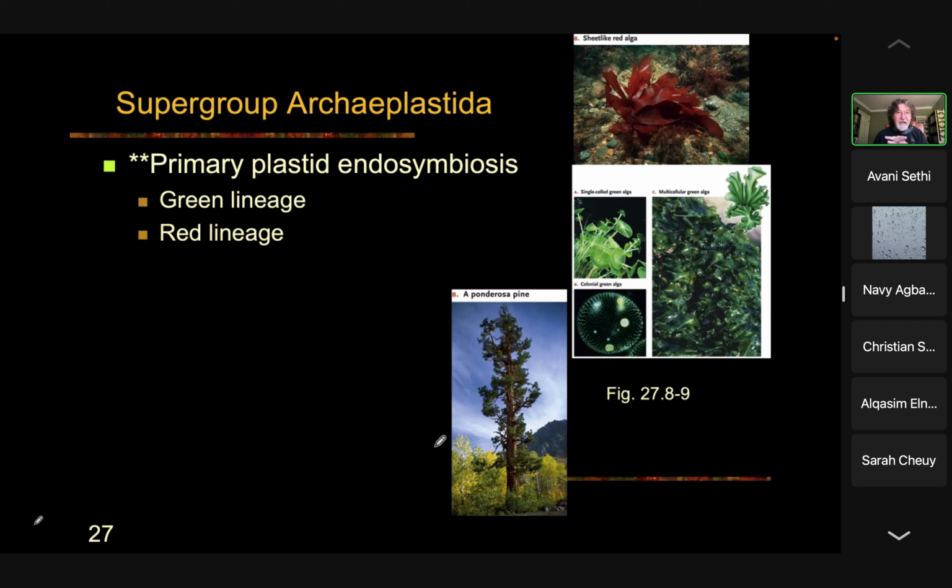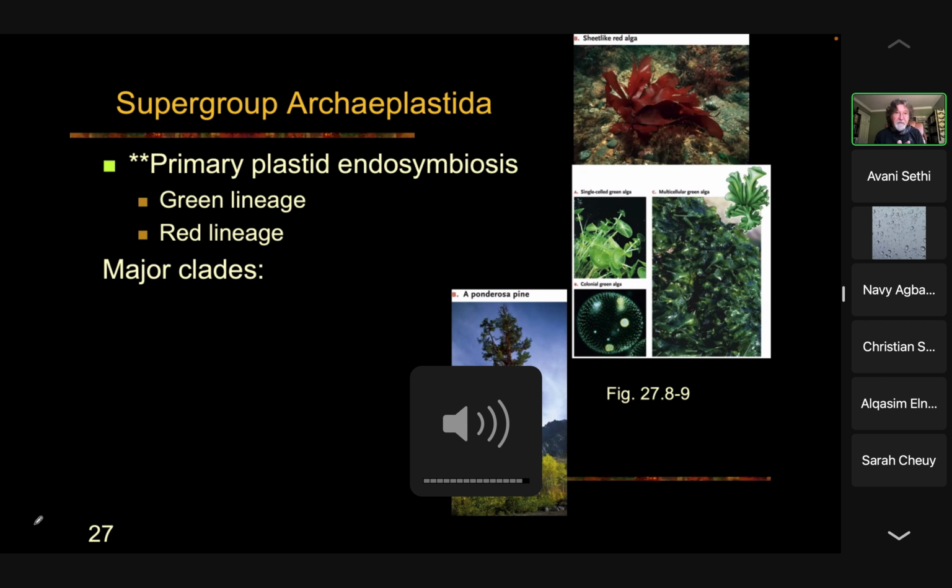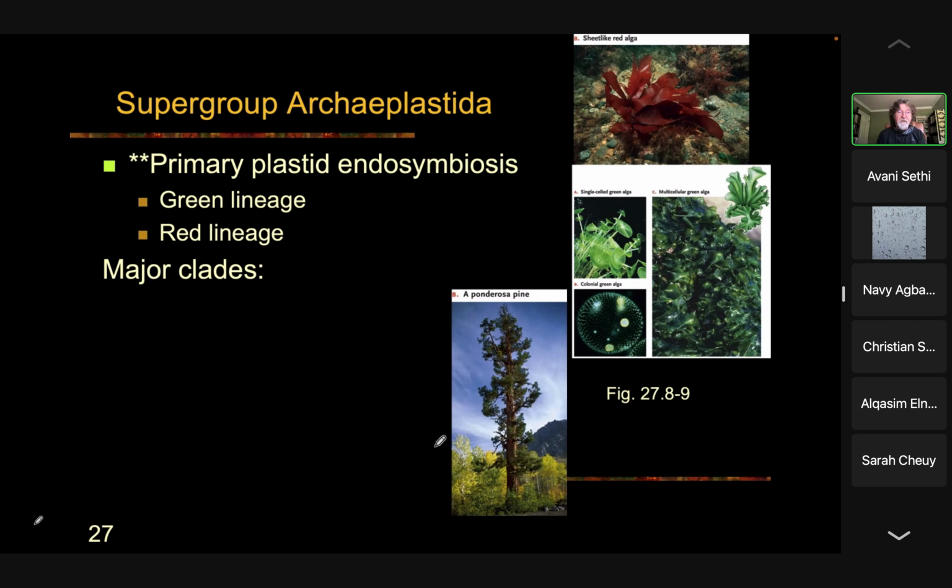The red lineage has chlorophyll C, which is unique, okay, because the green lineage does not have that alternate form of chlorophyll. The green lineage has chlorophyll B. And so which one of these came first, either one of them probably evolved from chlorophyll A, but we don't know exactly which. Okay, so here the main apomorphy, synapomorphy, is that they have primary endosymbiotic chloroplasts.